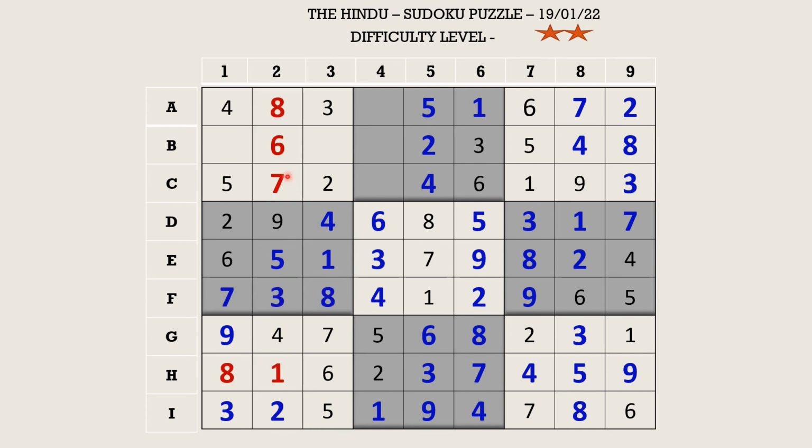The missing numbers in the first block are 1 and 9. There is a 1 in column 3 blocking here. So B3 takes 9 and B1 takes 1. Now the missing number in row A is 9. The missing number in row B is 7. And the missing number in row C is 8.